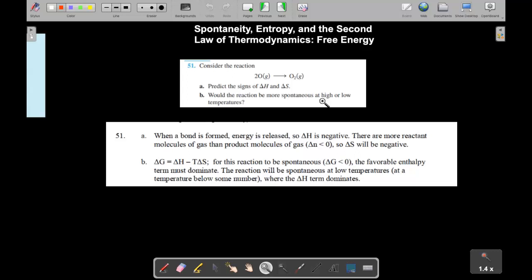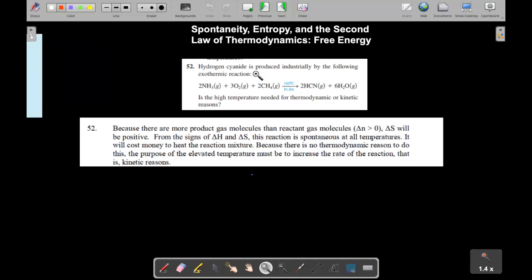Would the reaction be more spontaneous at higher or lower temperature? Since delta S is negative, and this reaction is exothermic because energy is released when you make a bond, for this reaction to be spontaneous, delta G must be less than 0. It is favorable, with delta G less than 0, at low temperature where the delta H term is dominating.